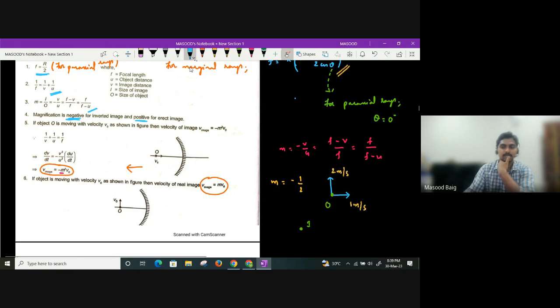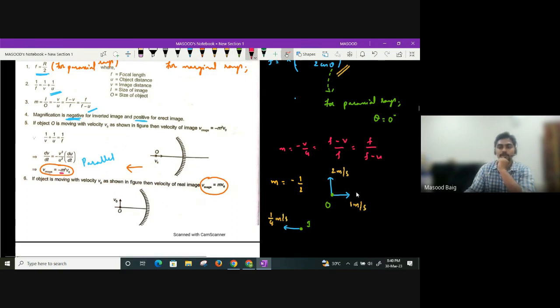See, let us see this component first. It is parallel to the principal axis. So parallel to the principal axis, I will use this formula. Velocity of image is minus m square times the velocity of object. So how much is the velocity of object? 1. What is the m square value? 1 by 4. And the minus sign indicates it is going to move opposite. So can I say you will get the velocity of image in this manner? And how much is its value going to be, guys? 1 by 4 meter per second. Is this point clear?